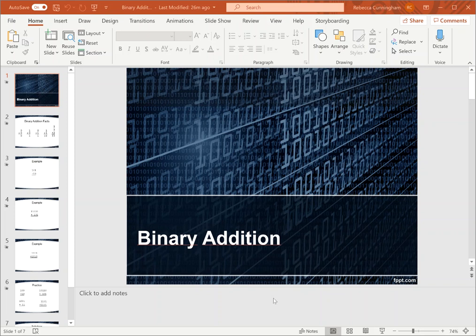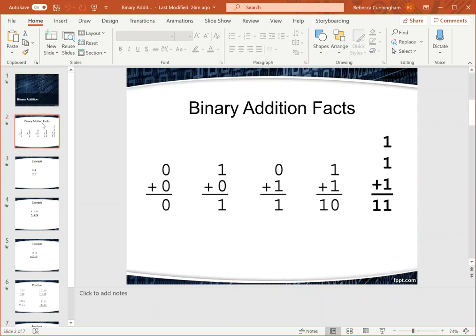So once you are familiar with binary, the next thing to focus on is how do I add binary numbers together? And so we're going to briefly look at some binary addition facts. And this may look like kindergarten math to you, and it sort of is.